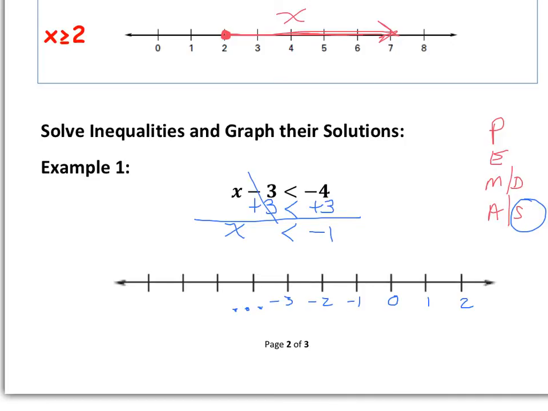Okay, so we go to negative 1. And since our x is less than negative 1, but not equal to negative 1, we go with an open circle right on the negative 1. And all the numbers that are less than, of course, are the numbers that are going more and more negative. So here is all the values x less than negative 1.